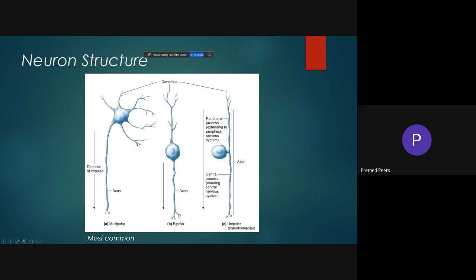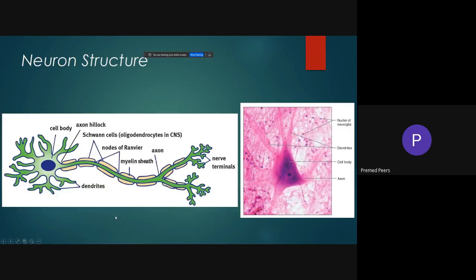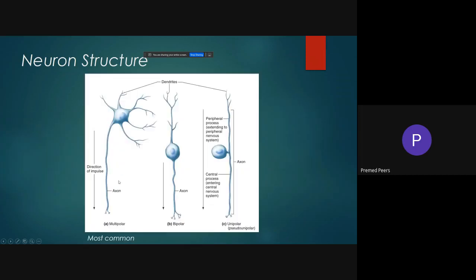This is just an overview of some different structures. So your multipolar was this one, kind of your classic neuron. And the reason I show that is because this is by far the most common. Pretty much most or all of your neurons in the central nervous system are going to be like this. So many dendrites, one axon.